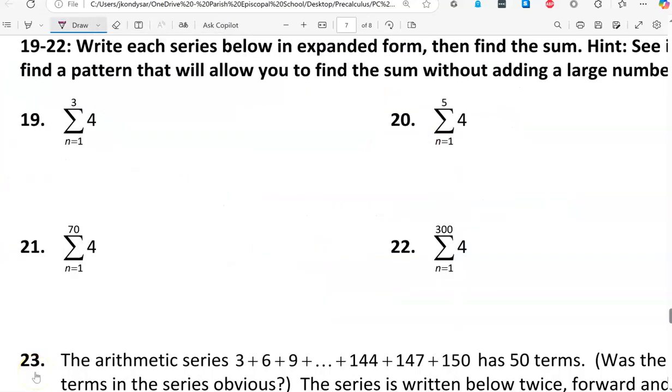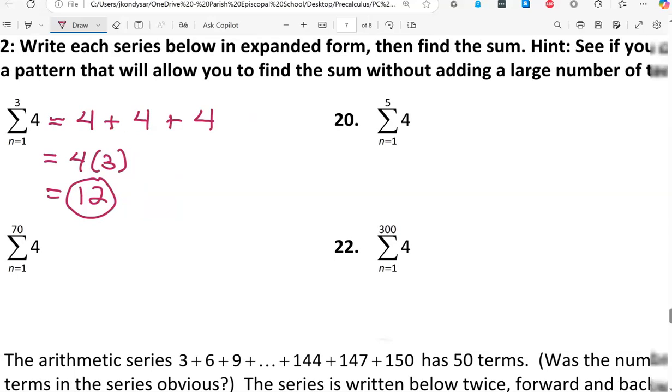In number 19, we're going to write in expanded form the sum as n goes from 1 to 3 of 4. So that means the first term is 4, the second term is also 4, and the third term is also 4. So in other words, 4 is a constant, and so that means the terms don't change, they are always 4. 4 plus 4 plus 4 is the same thing as 4 times 3, which is 12.